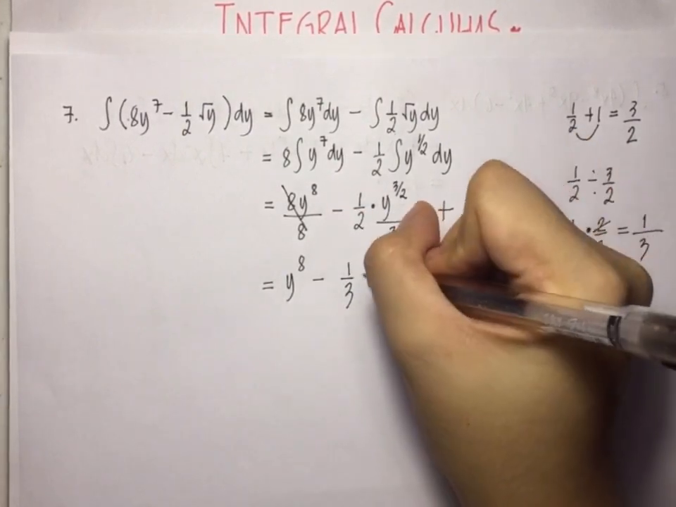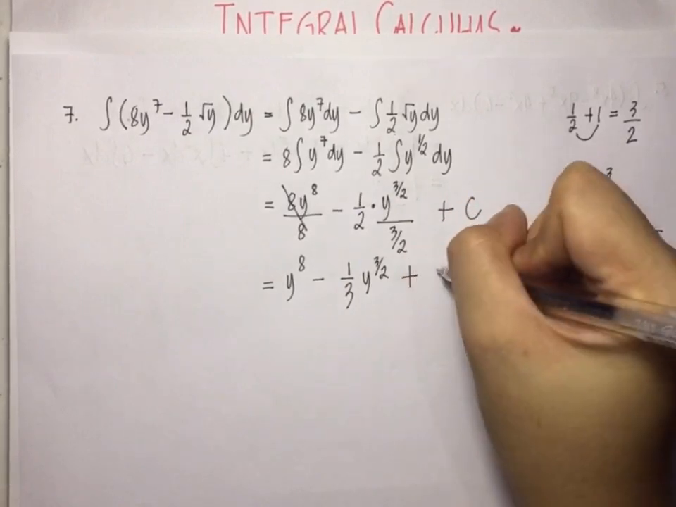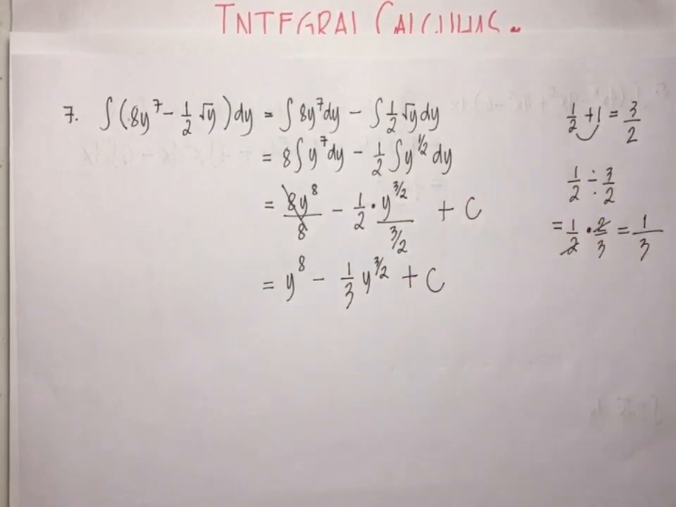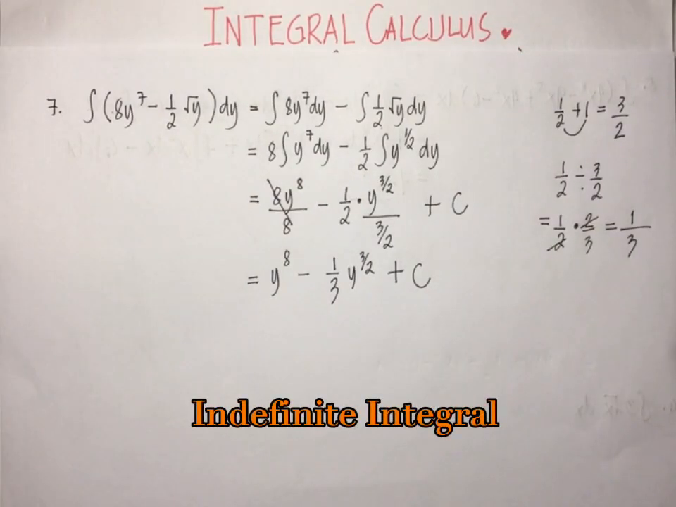Then copy y raised to 3 over 2, then plus c. And that's the integral of number 7. So that is how you solve for the indefinite integral.